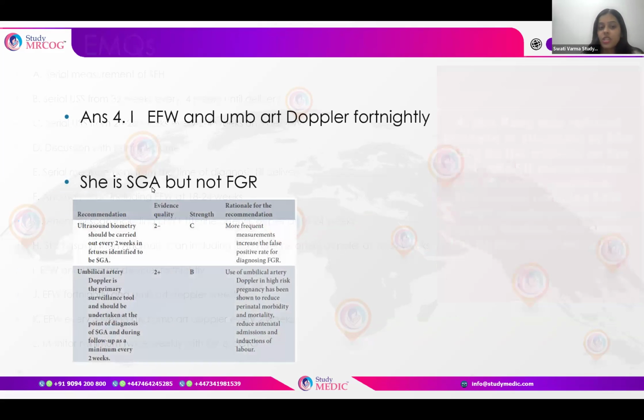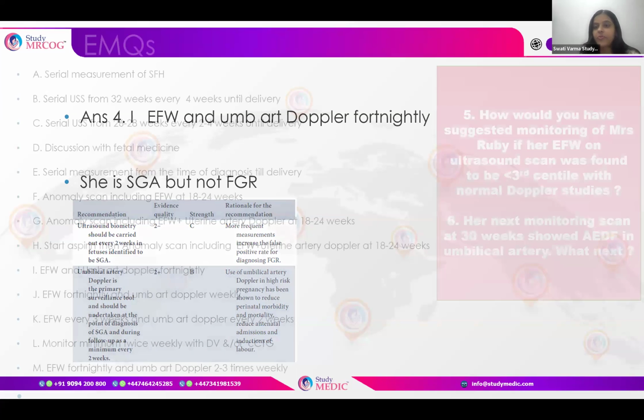So she is SGA, but not FGR, because the estimated fetal weight is less than the 10th centile but not less than the 3rd centile. And there is no evidence of any placental dysfunction, no evidence of any Doppler abnormalities. So she is SGA. So EFW and umbilical artery Doppler would both be carried out fortnightly. That is every 2 weeks.